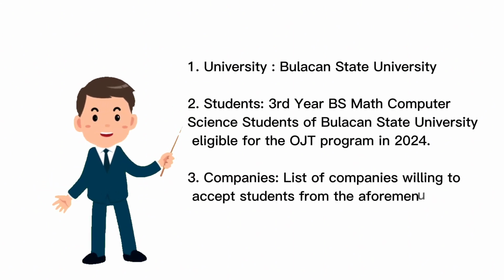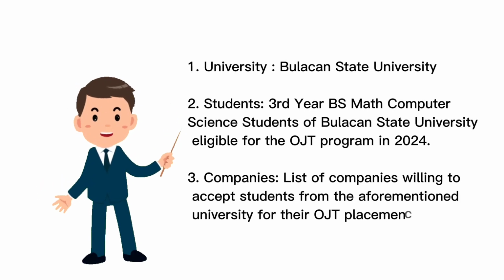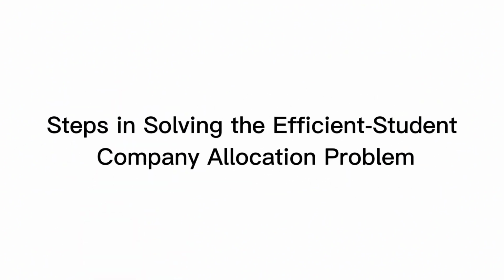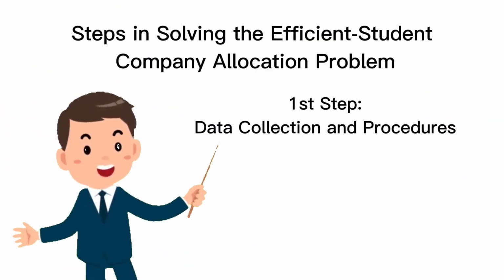List of companies willing to accept students from the aforementioned university for their OJT placement. Steps in solving the efficient student company allocation problem. First step, data collection and procedures. It has been noted that the efficient student company allocation problem will be represented as a bipartite graph.